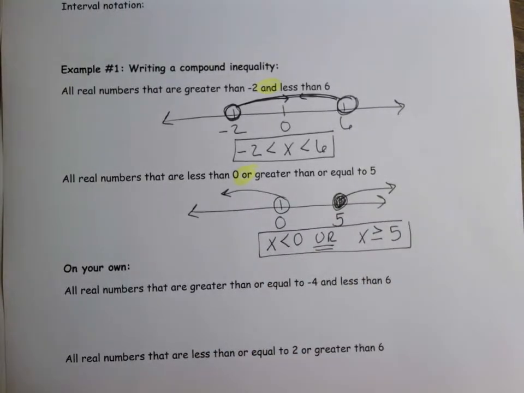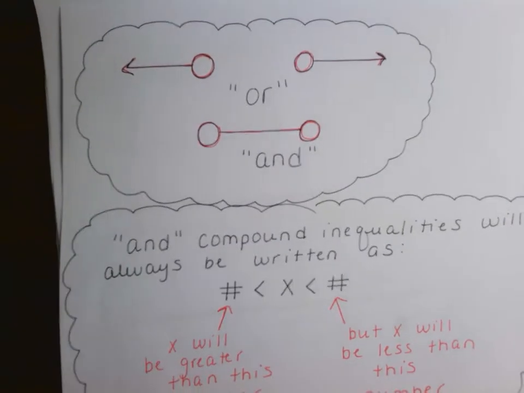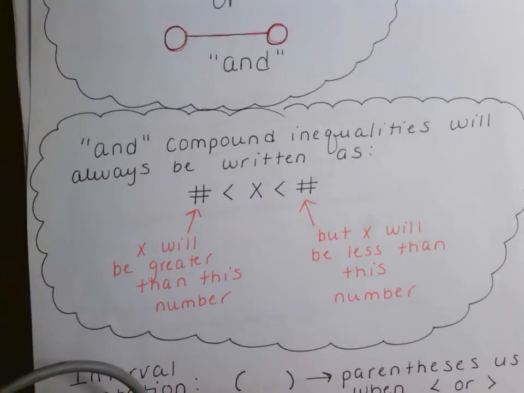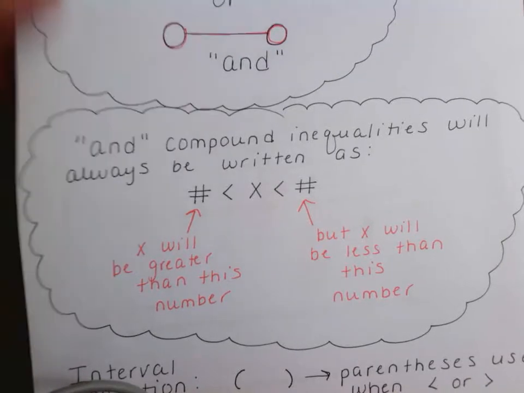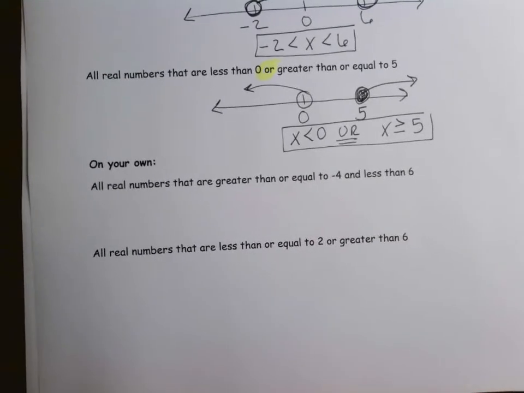And on your handouts, I summarized what we're doing here. Here is a difference between an and statement and an or statement and what it looks like on a number line. And this is how an and statement is always written. This is your handout. So go ahead and hit pause and work out these two on your own problems.